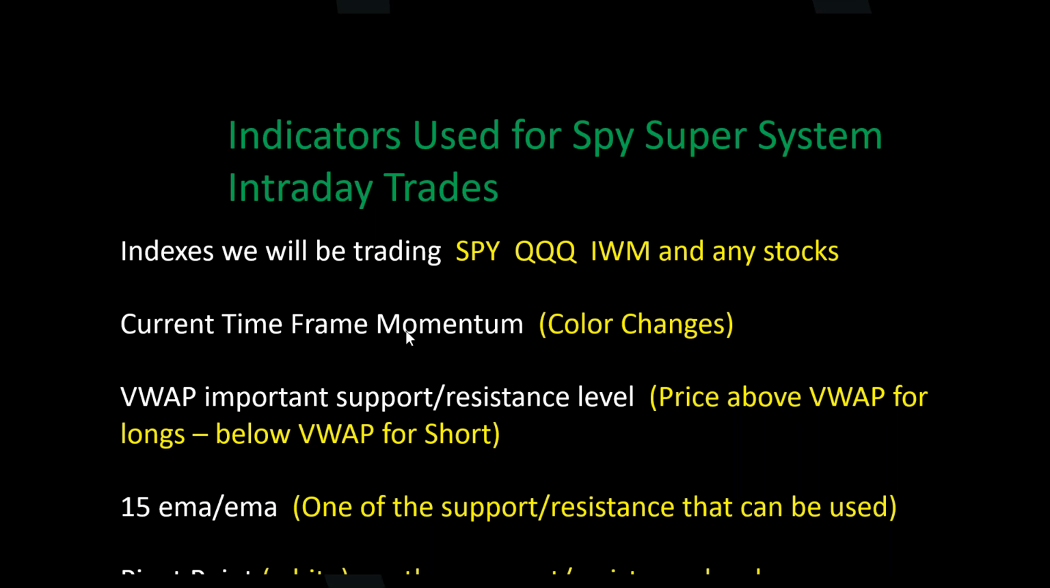We're going to be looking at the current time frame momentum. This is one of the indicators on the SPY super system that we're going to look for. We're going to be looking for color changes. Color changes tell us if we're going from institutions selling to institutions buying.